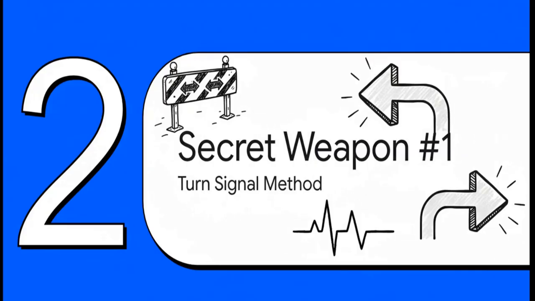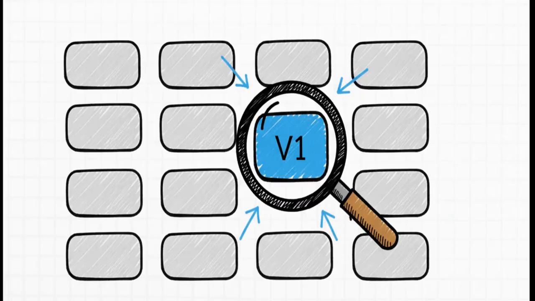Okay, so you found a wide QRS. Now for the fun part. How do you know if that roadblock is on the left side or the right side? Let's bring out our first secret weapon. This is a brilliantly simple trick I learned from some medics, and it's called the turn signal method. That's it. That's the whole first step.